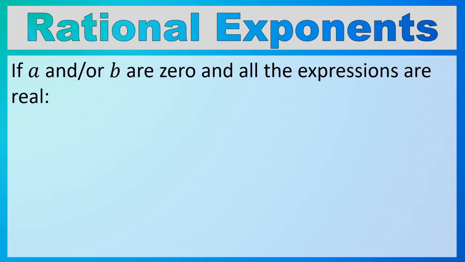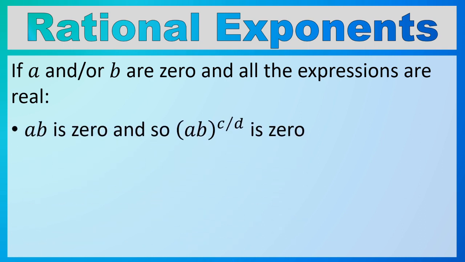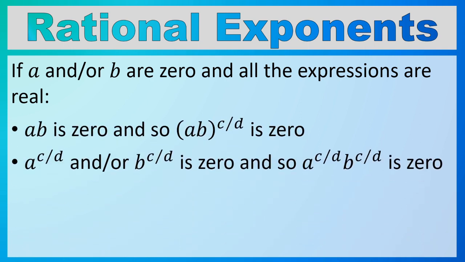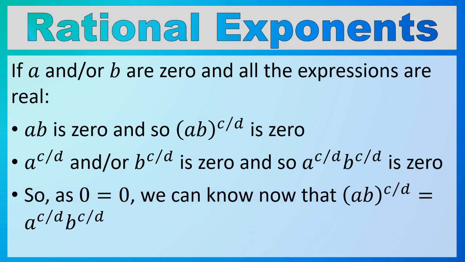If A and/or B is 0, and all expressions are real, then AB is 0, and so that expression is 0. That expression and/or that expression is 0, and so that expression is 0. And because 0 is equal to 0, we know the property holds true.